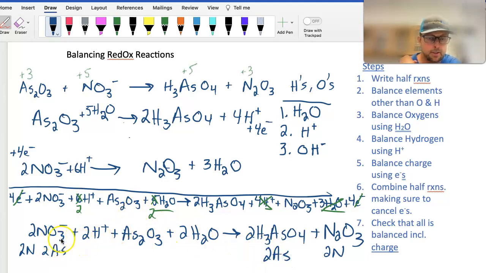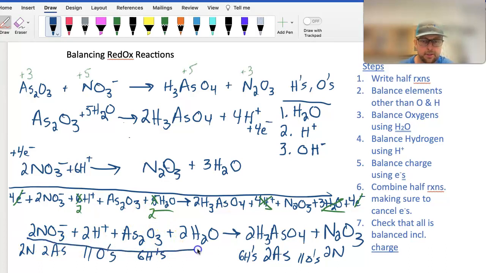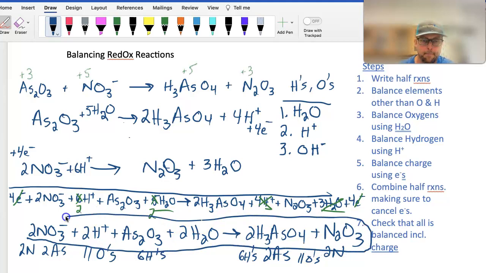In terms of oxygens, I count 6 in the 2 nitrates, plus 3 in this As2O3, that makes 9, and then 2 in the water. So I get 11 oxygens on the left. And it looks like here we have 8 oxygens in the arsenic acids and 3 here, so we get 11 oxygens. For hydrogens, count 2 here, plus 4 here, I get 6 hydrogens on the left. And then 6 on the right over here. And the last thing we want to check is our charge. We want to make sure our charges are balanced. So everything is neutral on the right side, and with the 2 nitrates over here and 2 hydrogen ions, the charges add up to 0 on the left. So this is your balanced redox reaction using the half reaction method.